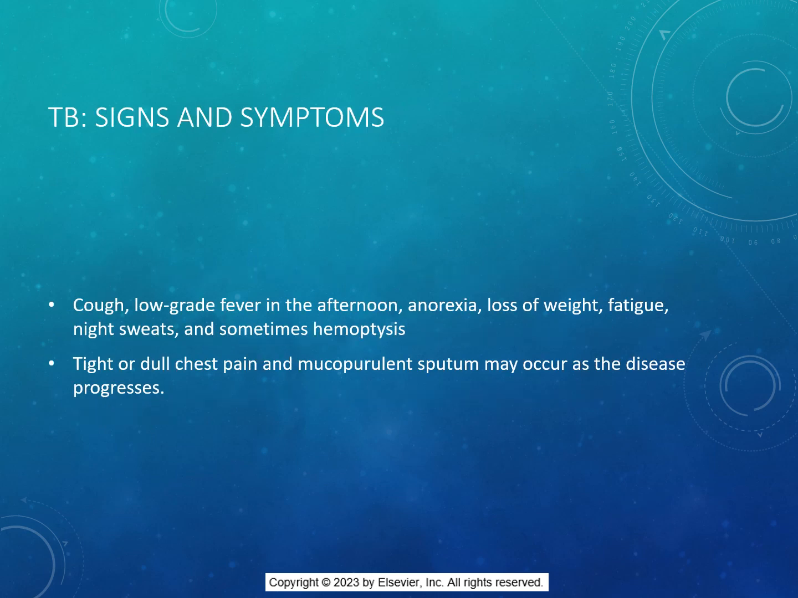The onset of TB is gradual. A patient may have an active, progressive lesion before the symptoms appear. Typical symptoms include cough, low-grade fever in the afternoon, anorexia, loss of weight, fatigue, night sweats, and sometimes hemoptysis. Persons with LTBI are asymptomatic and they will have a negative chest x-ray.